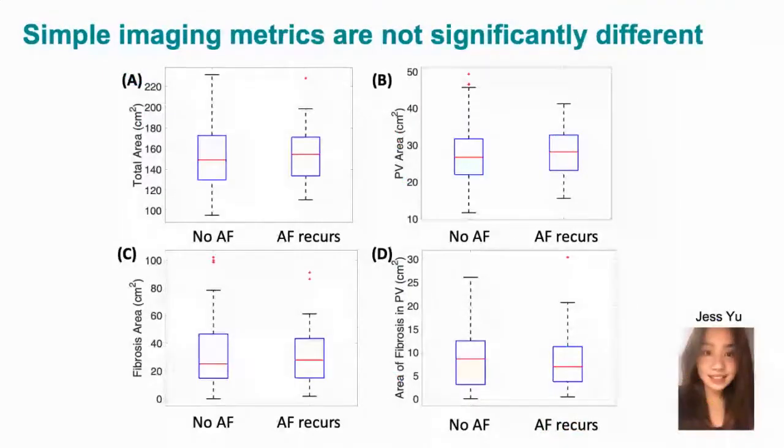And we just did a simple analysis of the area of the tissue, the area of the pulmonary veins, the area of the fibrosis, and the area of fibrosis in the pulmonary veins, and we saw no difference between these metrics. So this simple analysis, again, isn't enough.